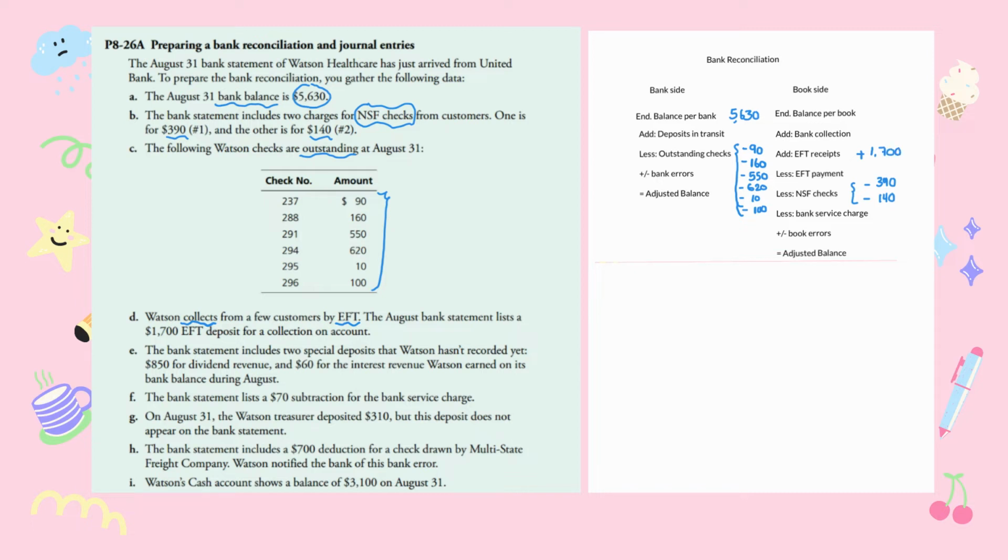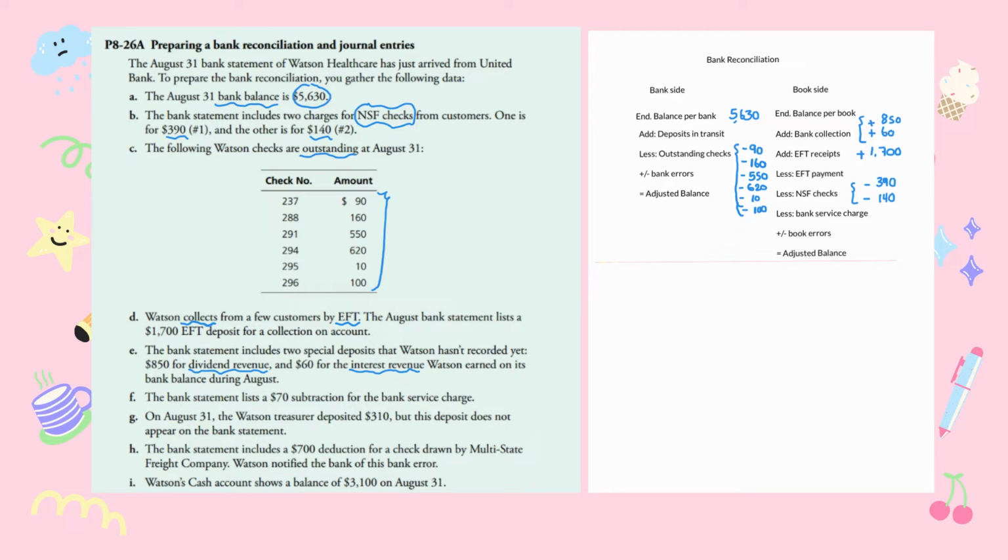E. The bank statement includes two special deposits that Watson has not recorded yet. Okay, so 850 for dividend revenue, 60 for interest revenue. Watson earned on its bank balance during August. So it's there in the bank statement, but I did not record it in my book yet. Okay, so we call it bank collection. Okay, I need to add these two, 850 for dividend revenue and plus 60 for interest revenue.